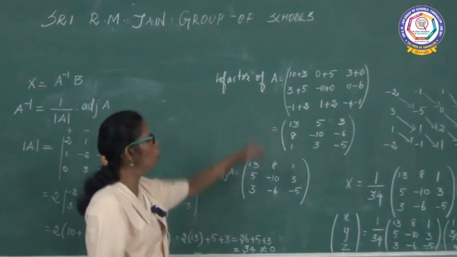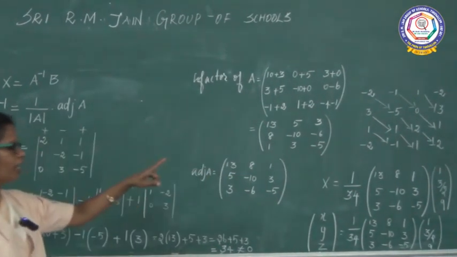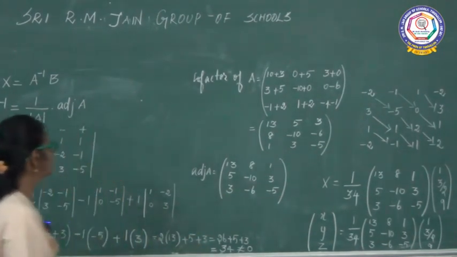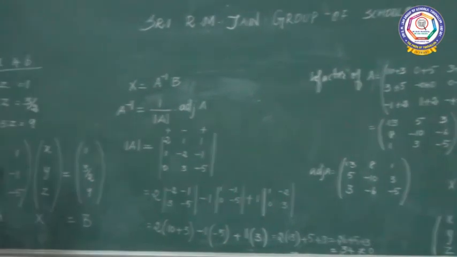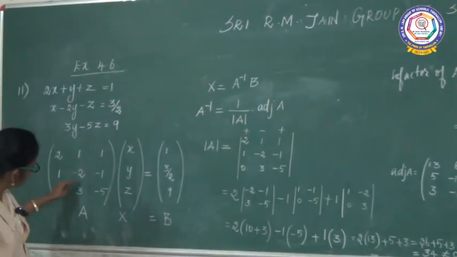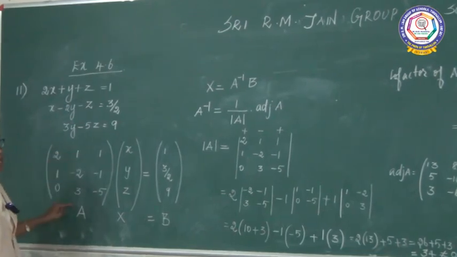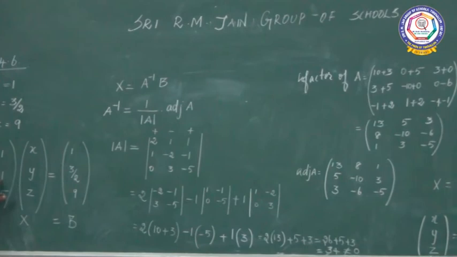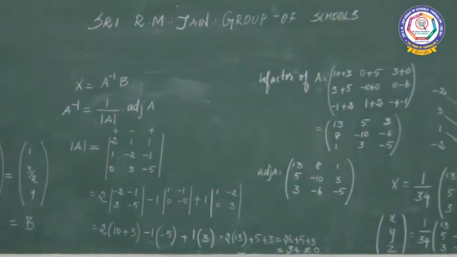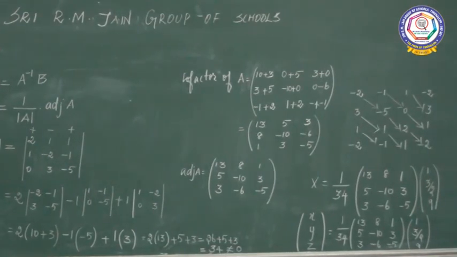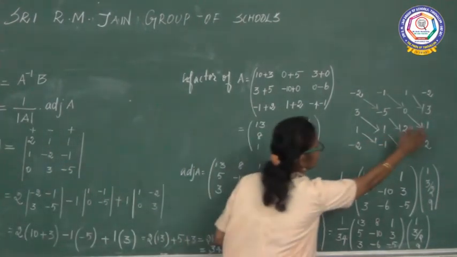Then I will pass on to adjoint. Before I find adjoint, I should find out the cofactor, right? Now for that purpose, the middle element minus 2, below 3, above 1, the same element. Move towards right. Minus 1, minus 5, 1, minus 1. Move towards left. 1, 0, 2, 1. What you wrote in the first column, the same thing you are writing at the end.